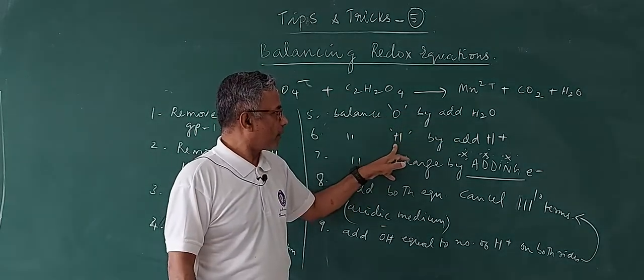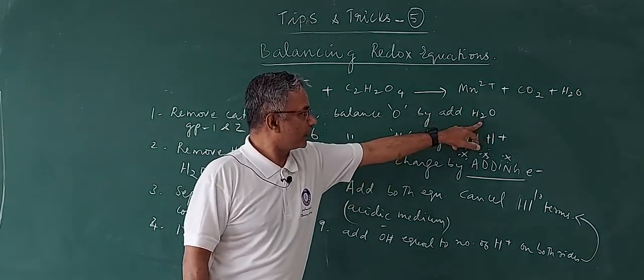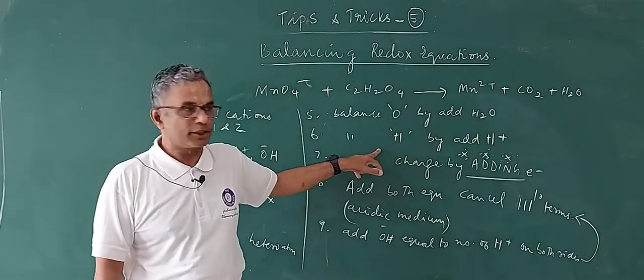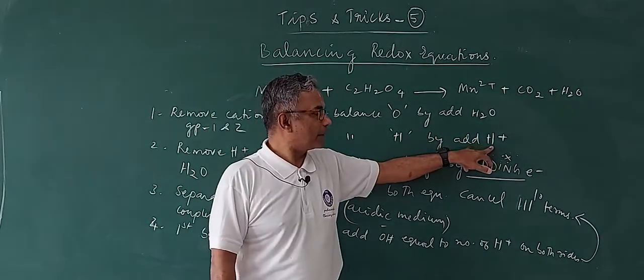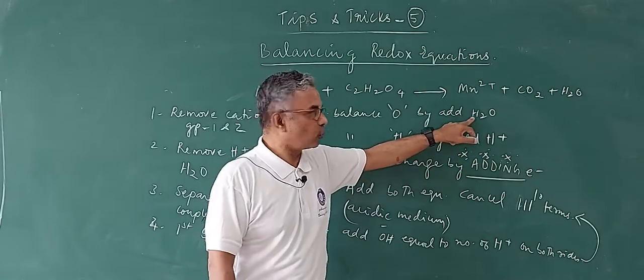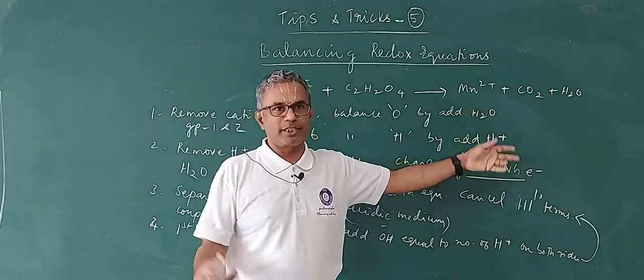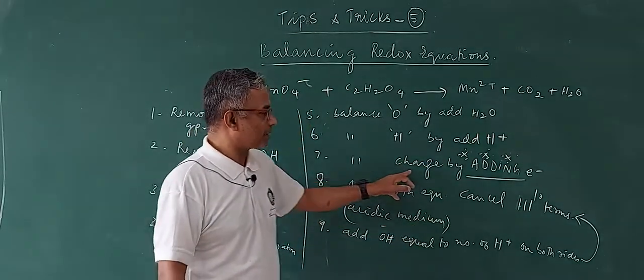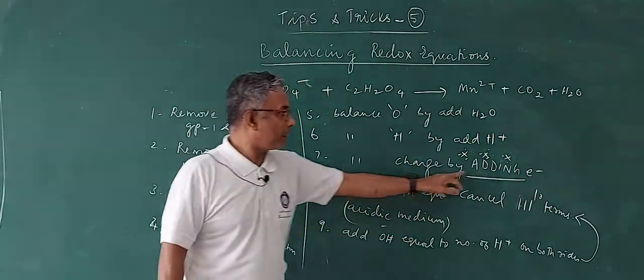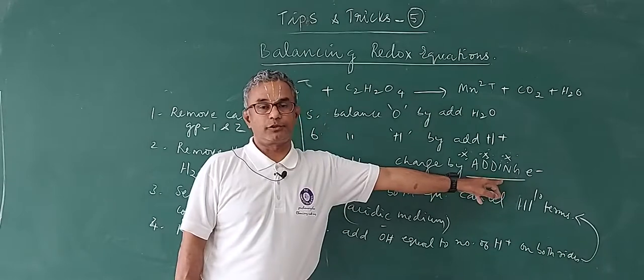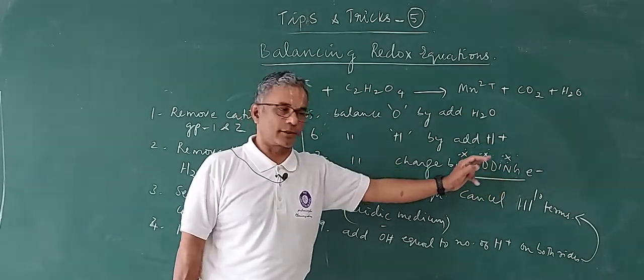Then you will have hydrogen introduced into the equation. Once you introduce the hydrogen, you add that many H plus. Suppose you have added 2 water molecules, you will add 4 H plus. 3 water molecules, 6 H plus, and so on. Then you balance the charge. Balance the charge by adding electrons, very important. You should not subtract electrons, you should add electrons.